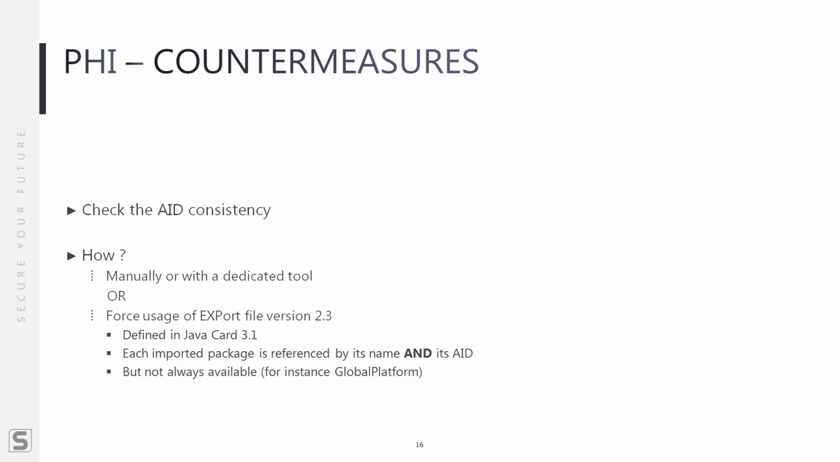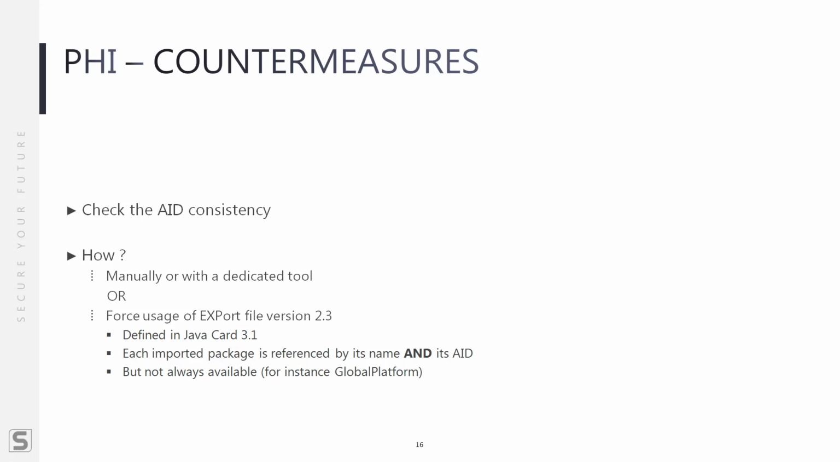Good news is this attack can be detected quite easily. The AID consistency of imported packages must be carefully checked, and to do that, there are two options. The first one is the following. The verification authority may check the AID values with a dedicated tool that performs these checks. And the second option is to force the usage of export files in version 2.3. In this format, imported packages are referenced by their name, but also by their AID.